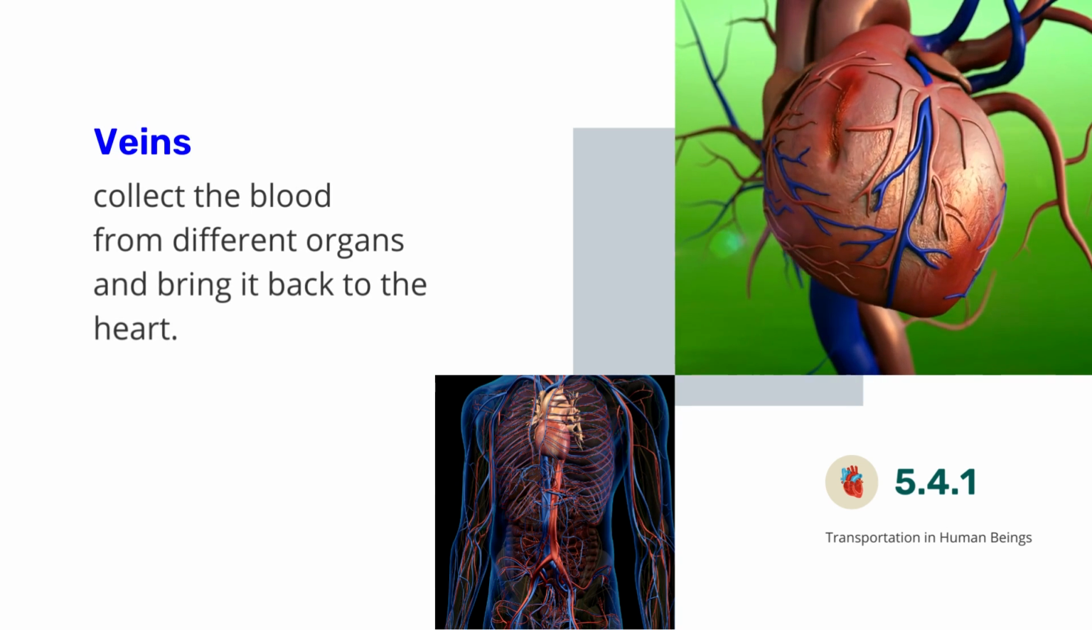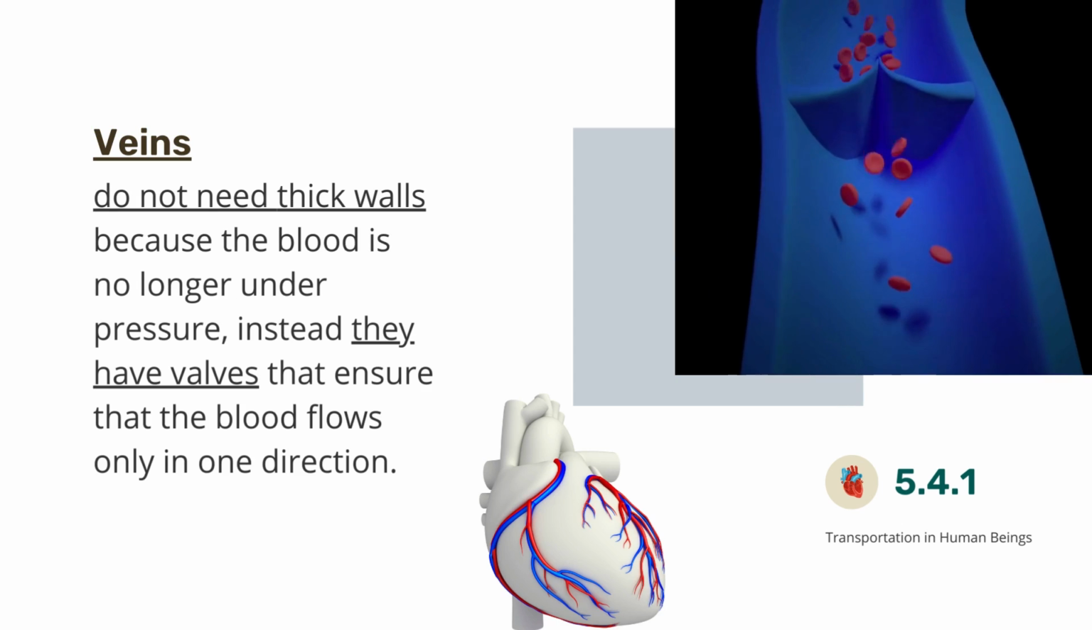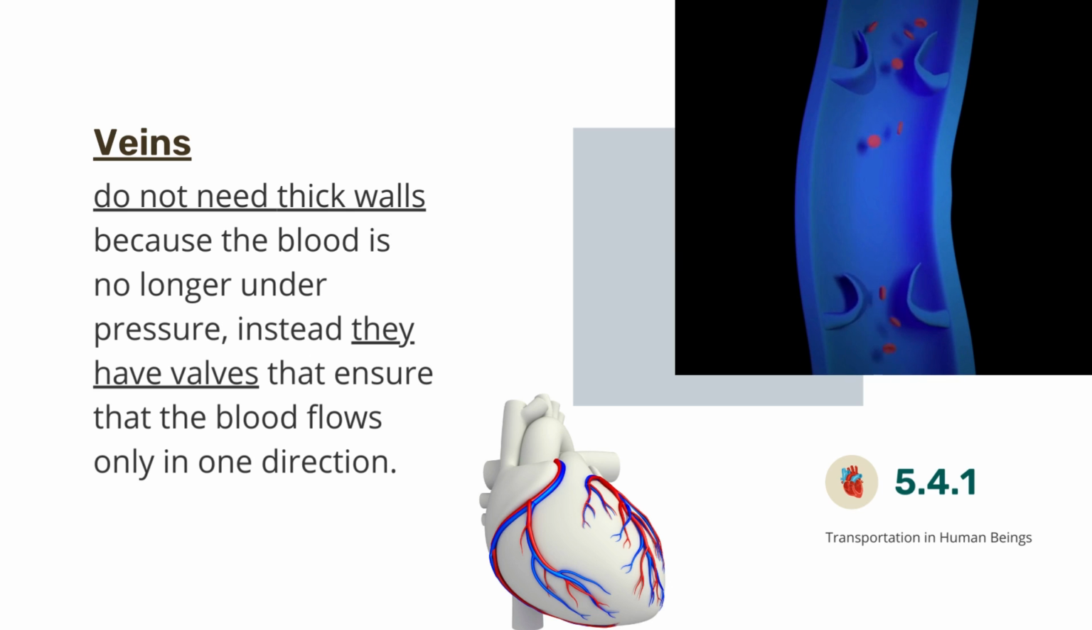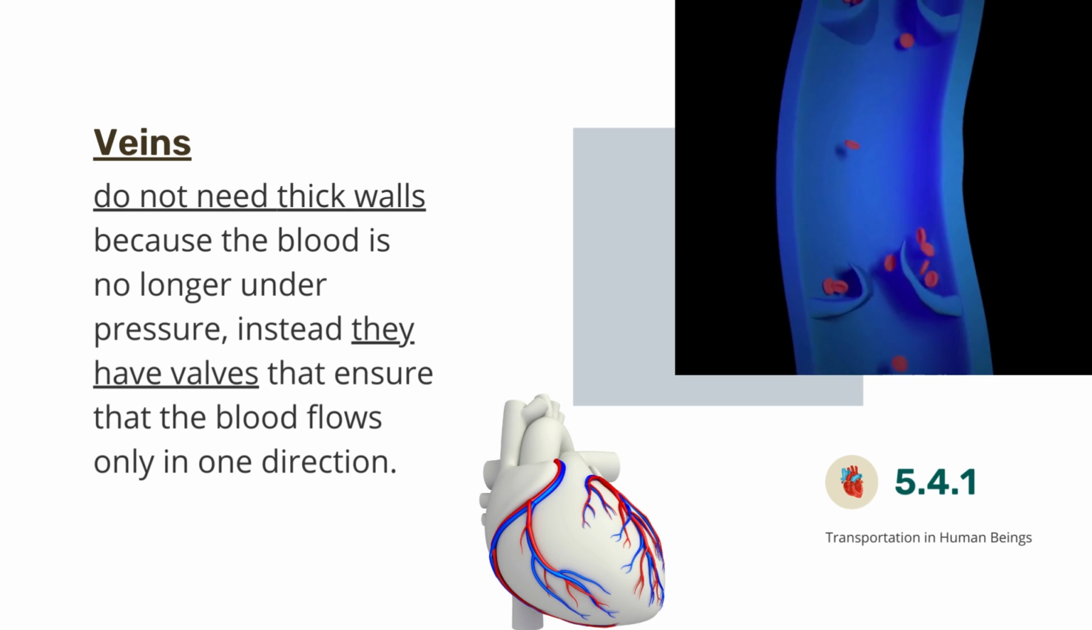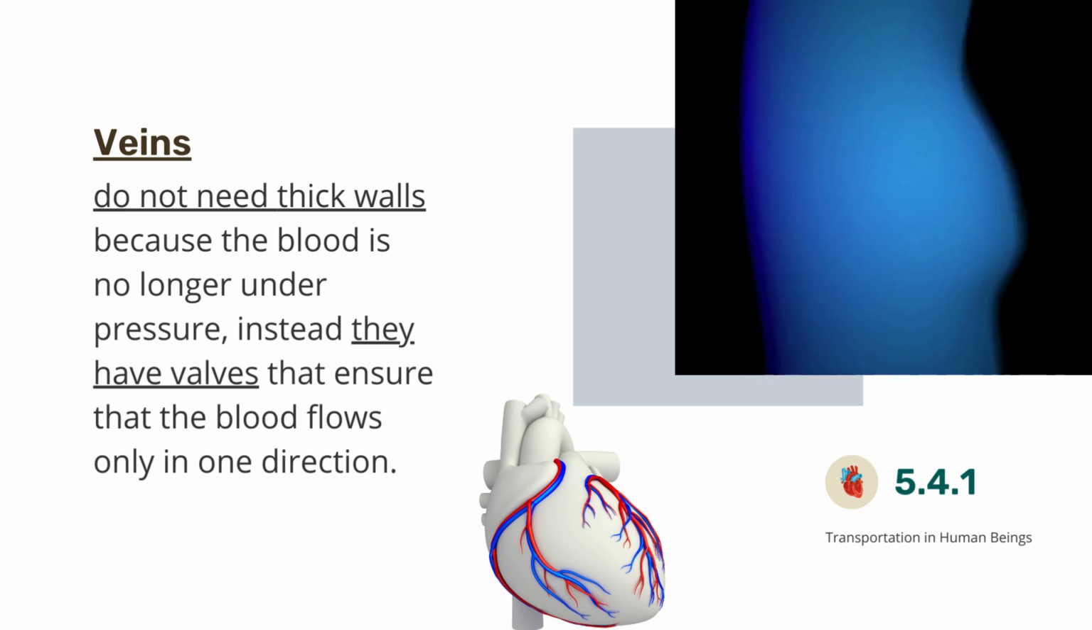Veins collect the blood from different organs and bring it back to the heart. They do not need thick walls because the blood is no longer under pressure. Instead, they have valves. Why? Because the valves ensure that the blood flows only in one direction.